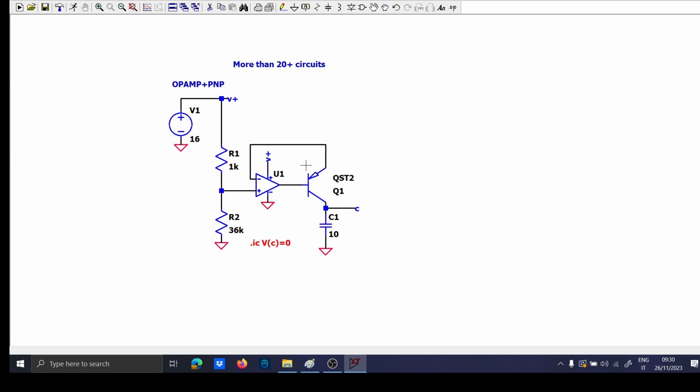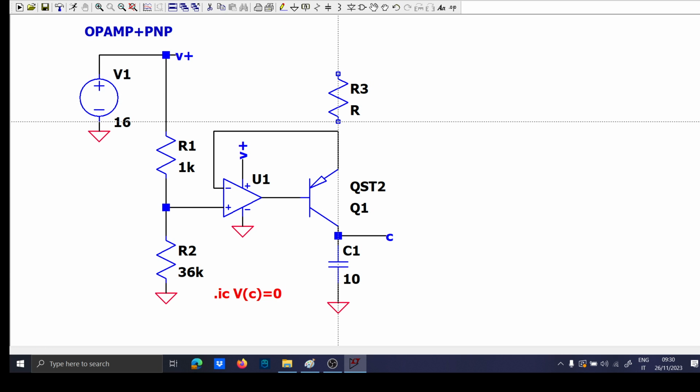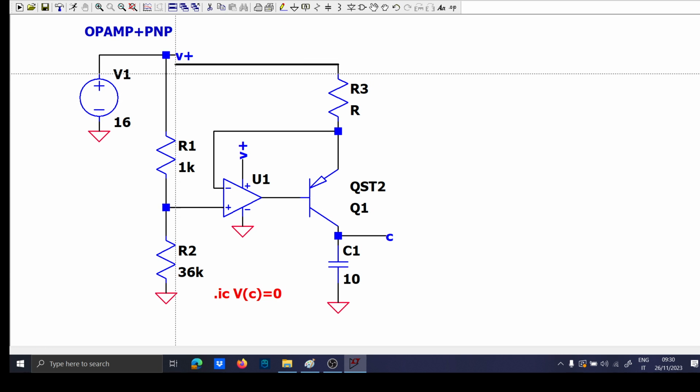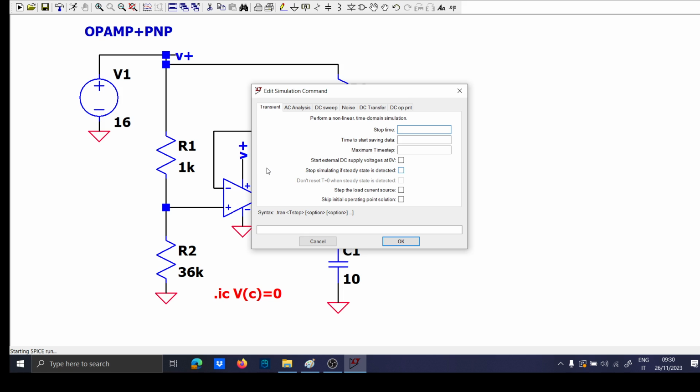And the way to do this is to put a resistor here, let's say 5 ohm, and connect to the voltage power supply. If you run the simulation, this is a very big capacitor, so let's say 1 hour.